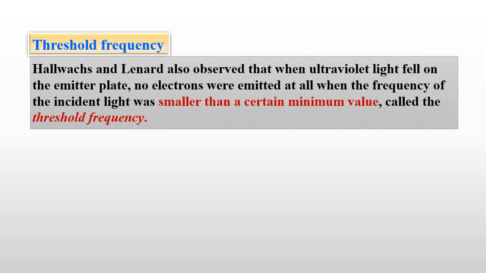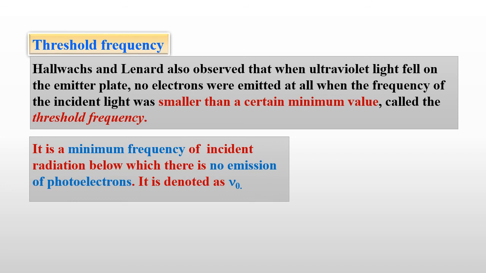Hallwachs and Lenard also observed that when ultraviolet light fell on the emitter plate, no electrons were emitted at all when the frequency of the incident light was smaller than a certain minimum value, called the threshold frequency. It is the minimum frequency of incident radiation below which no emission of photoelectrons takes place, and above which definite emission of electrons takes place. It is denoted as nu naught.